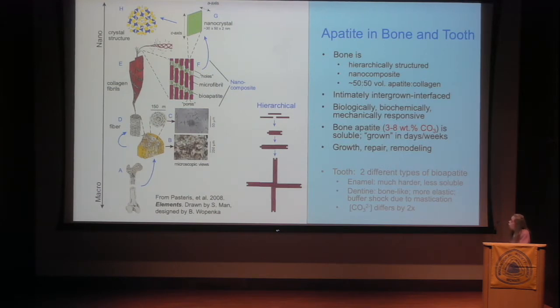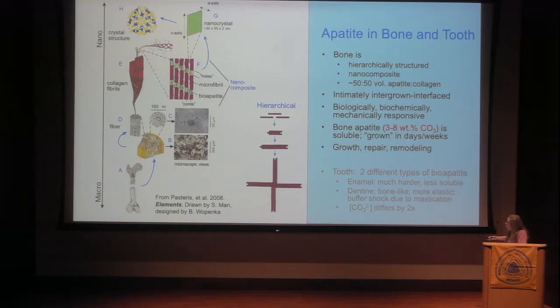So let's first take a look at apatite in bone, sort of a cartoon here representing the hierarchical structure of the bone from this nanoscale down to the macro scale. And the heart of it, at least to us mineralogists, are these nanocrystals of biological apatite. Just a couple of nanometers thick, just a few tens of nanometers in the other two directions.